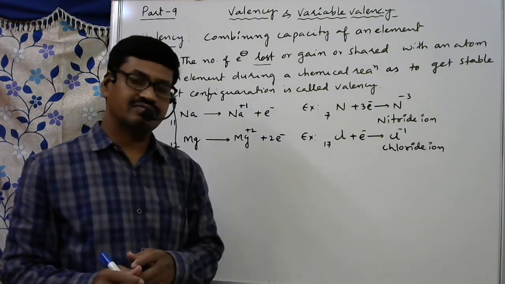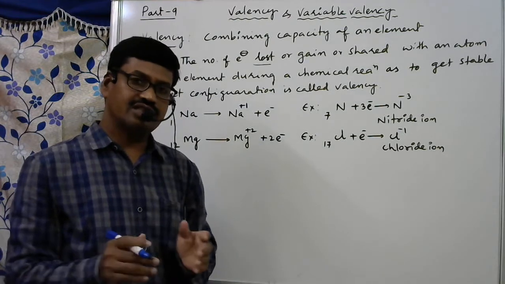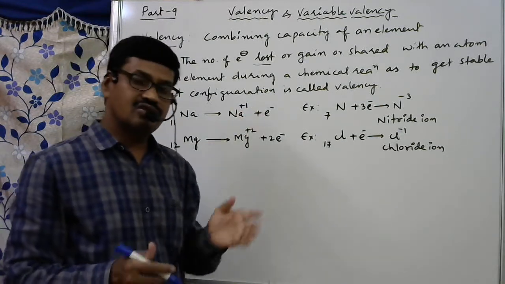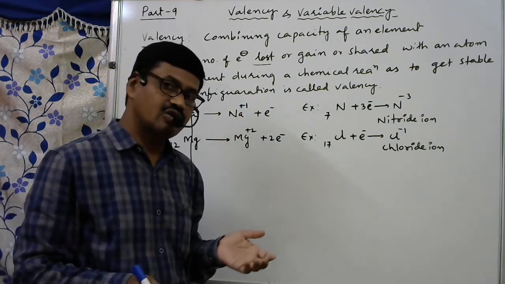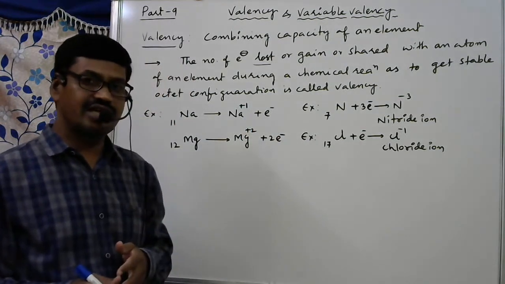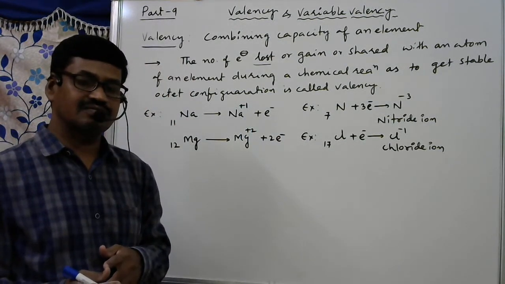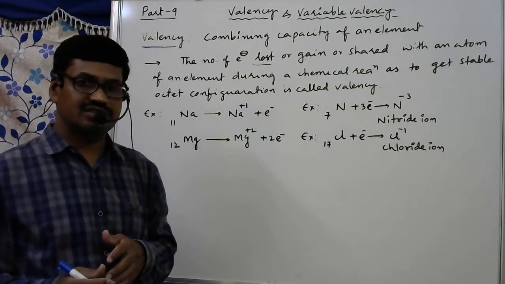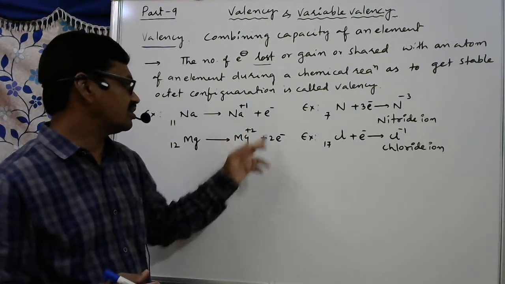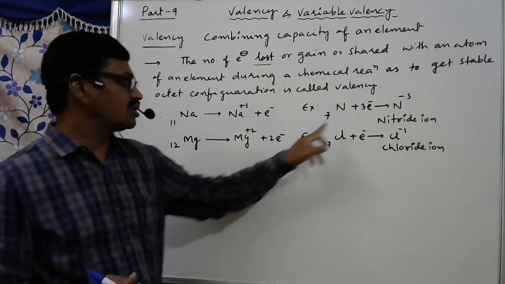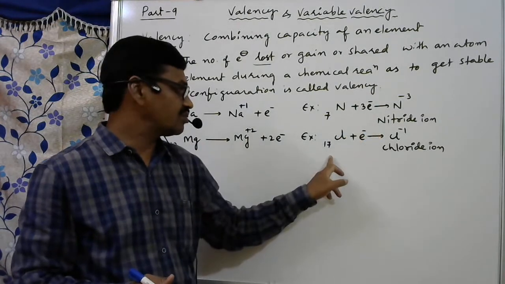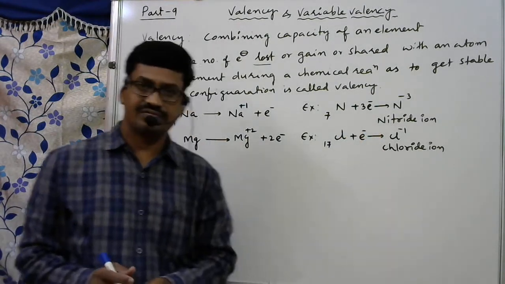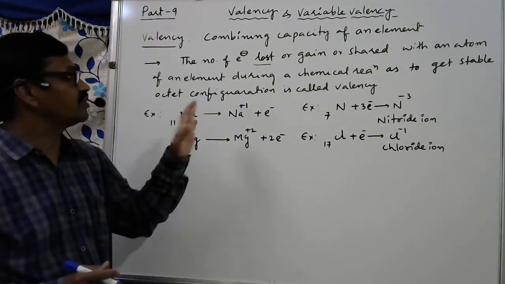1 electron. So during a chemical reaction, how many electrons are lost, or gained, or shared by an atom is nothing but its valency. This is one of the definitions. Here the combining capacity for sodium is 1. For magnesium it is 2. For nitrogen the combining capacity is 3. The combining capacity for chlorine is 1. This is as per the first definition.